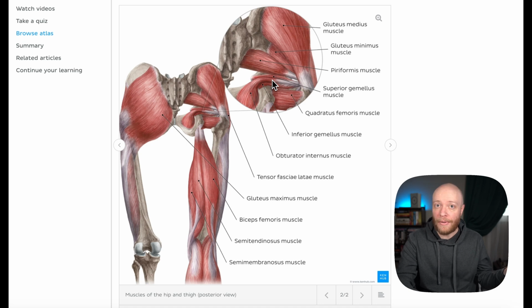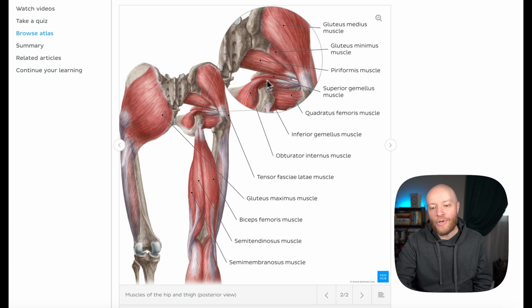That's the superior little twin, superior gemellis. And then underneath this other one here that we'll come back to is the inferior gemellis. Makes perfect sense. It's the little twin that is below. And then the quadratus femoris is very well named because it is a 4-sided muscle that is attaching to the femur. Great name for it.